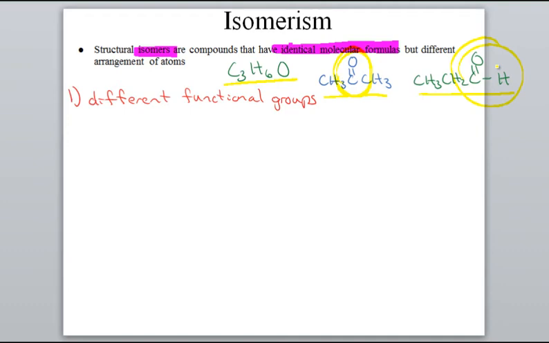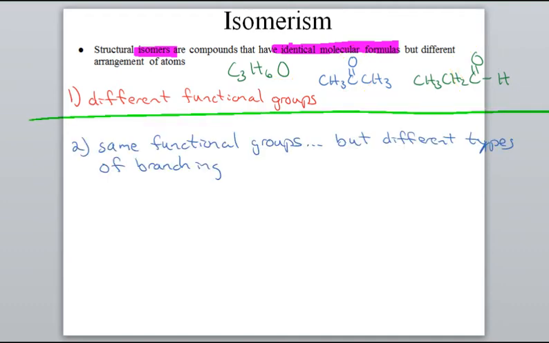Another example is they have the same functional groups, but different types of branching. Here's an example. Here's a formula for an alkane, C4H10. One of them has the longest chain of 4 carbons. So here's 4 carbons in a row. There's actually no branching. But what if we drew another structure and there was a branch point, and the longest chain was 3 carbons in a row?